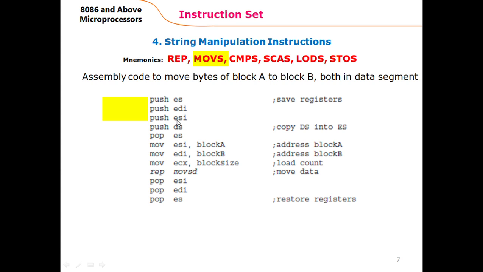So the first task for the programmer is to write instructions so that the extra segment register is pushed onto the top of stack, the destination index register is also pushed onto the top of stack, and the source index register is also pushed onto the top of stack. So these instructions would push ES, EDI, and ESI onto the top of stack.